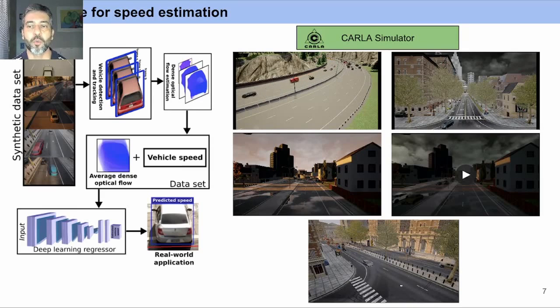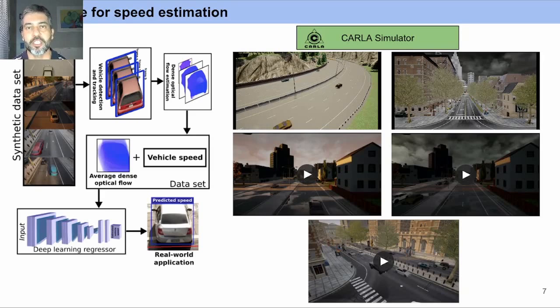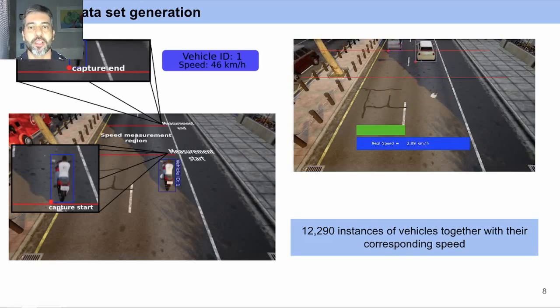We applied five different weather conditions to obtain the data: clear noon, sunset, hard rain noon, wet cloud sunset, and wet sunset. We generated 32 videos ranging from 10 to 40 minutes, totaling 9 hours and 30 minutes of video approximately. From this dataset, we extracted a dense optical flow. The average of the dense optical flow is calculated and used as an input in a deep learning regressor. Our regressor is based on a VGG network that we have adapted for this purpose. Our synthetic dataset contains more than 12,000 vehicles along with their corresponding speeds.